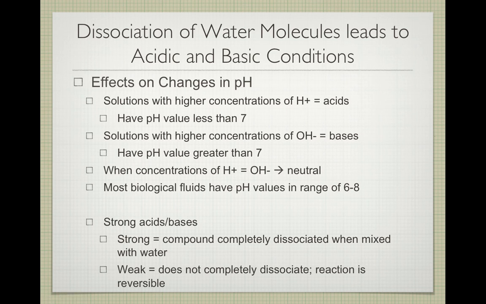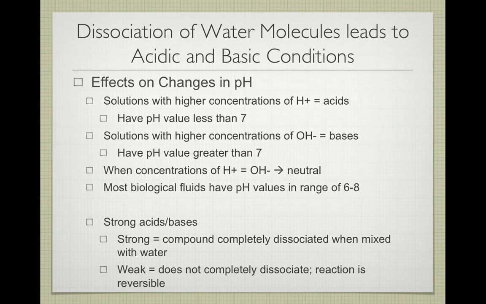So how do we utilize this? What is this important for? Well, it's the effects on pH. Your solutions that have a higher H+ concentration are your acids. Remember that on a pH scale, they're going to be less than 7. Your solutions that have a higher OH- concentration, which, by the way, means they have a smaller H+ concentration, right? This all works in conjunction with each other. Higher OH- or lower H+ is your base. They're going to have a pH value greater than 7.